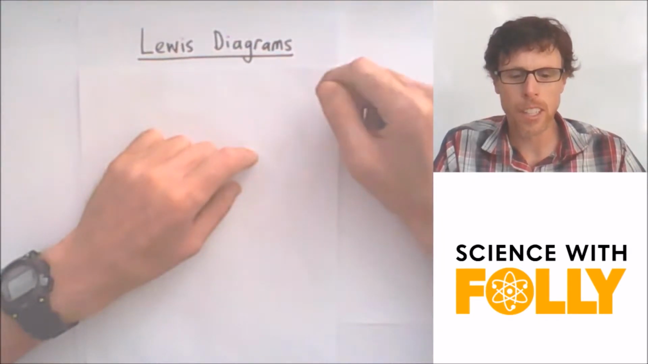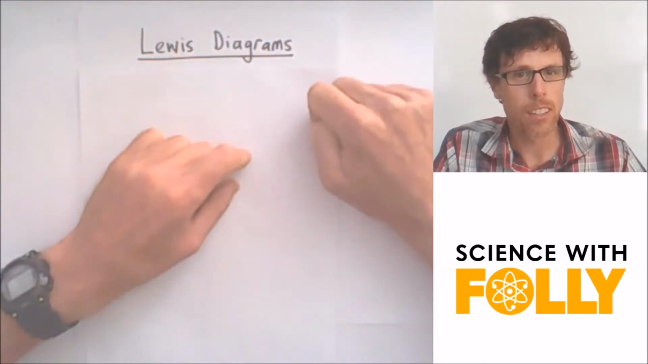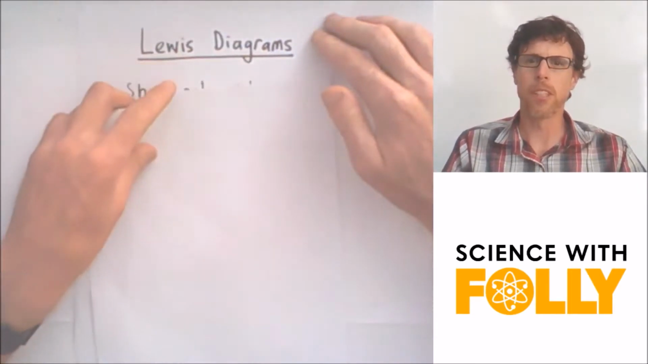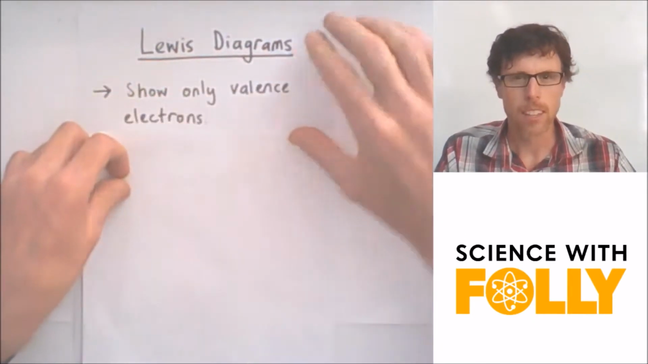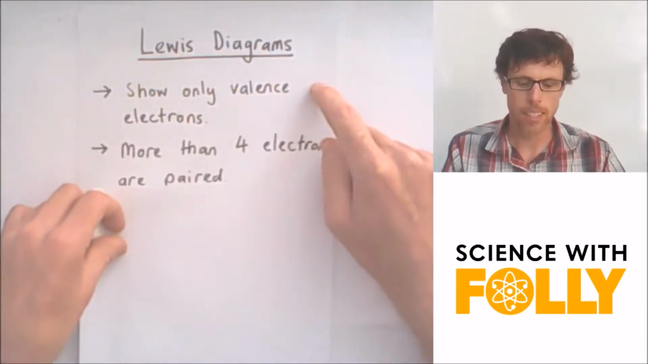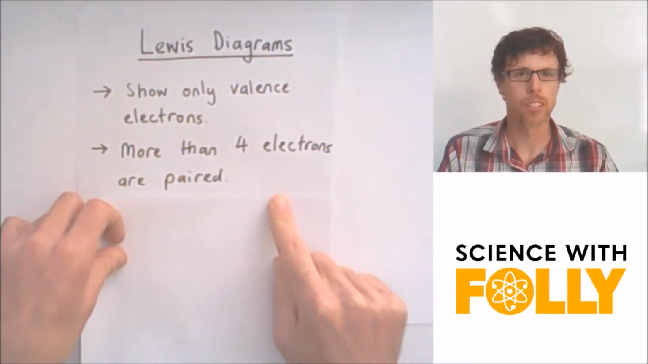Today, we're going to be learning about how to draw Lewis diagrams for molecular substances. The first two things we need to know about Lewis diagrams is that they only show the valence electrons. And secondly, more than 4 electrons are paired.